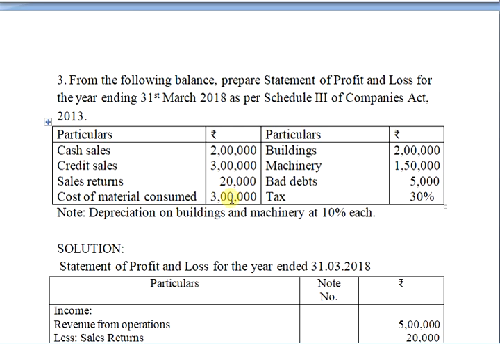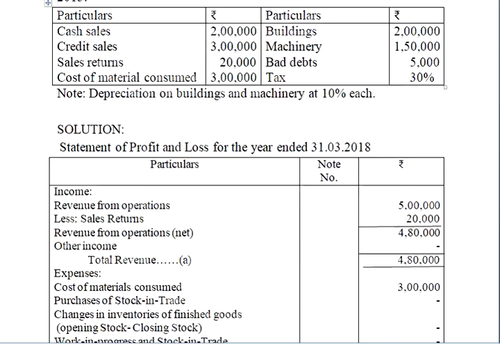Cost of material consumed, 3 lakhs is given, it is an expense, mark it down. Buildings, we are not concerned with the buildings. Machinery is not a concern either. Bad debt is an expense, that should be shown under other expenses. Tax 30%: after the profit before tax is shown, we need to consider this 30% as the current tax. Here an important note is given: depreciation on buildings and machinery at 10% each. So we need to find out the depreciation on the buildings as well as machinery at how many percent? 10% each. So can we move to the solution as it is?